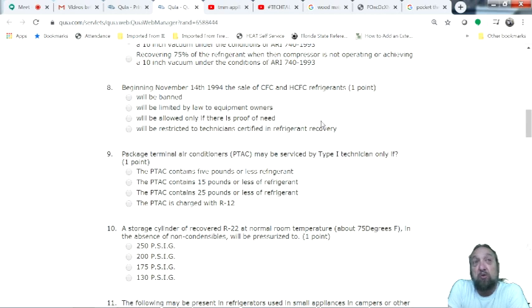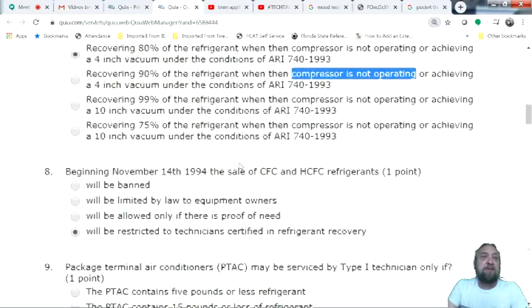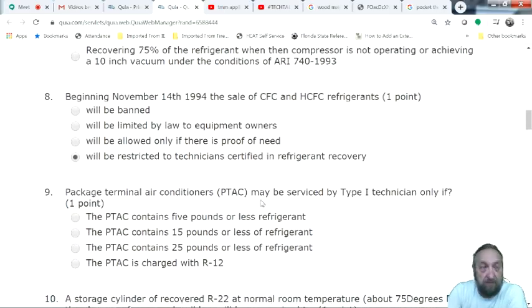Now, this is an old question. Beginning November 14th, 1994, the sale of refrigerants, what do you think will happen? Limited by law to equipment owners. No, not equipment owners, but restricted to technicians certified in refrigerant recovery. Does that help you read it? Yeah, that helps a lot. So if you're not certified, you can't buy Freon. You have to have the certificate.